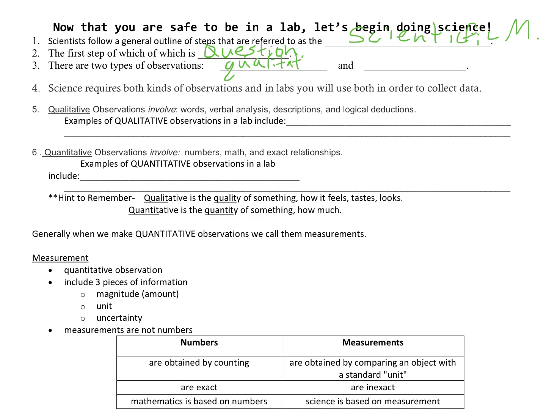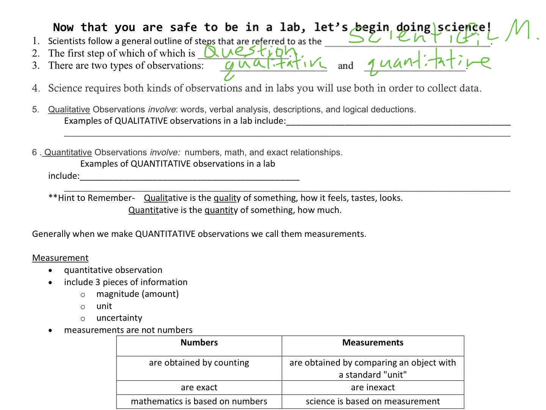Qualitative and quantitative. Science requires both kinds of observations, and in labs, you will use both in order to collect your data. Looking at the definition of qualitative, it involves words, verbal analysis, descriptions, and logical deductions. Part of your homework will be to come back and write down some examples. For quantitative, it involves numbers, math, and exact relationships. Your homework there would be to come back and fill in those.